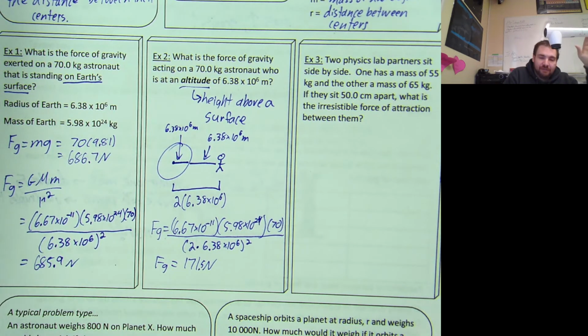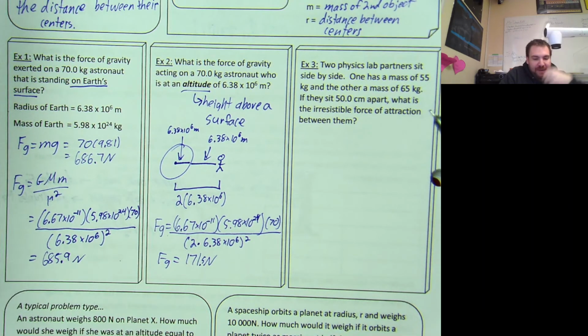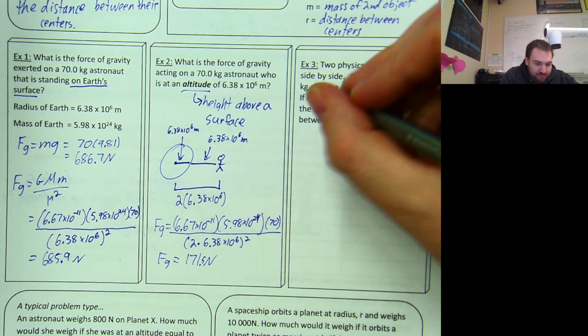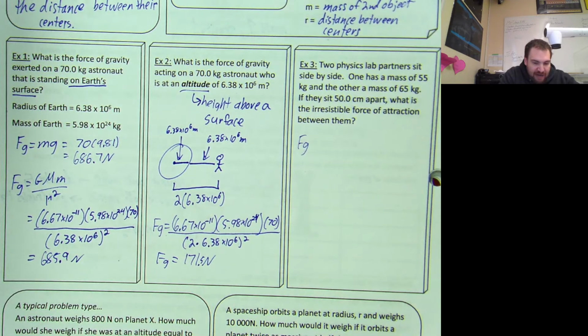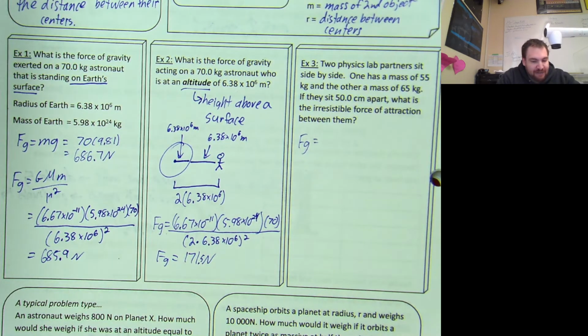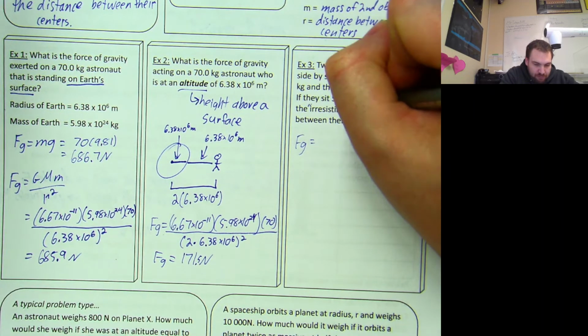Example number 3. Two physics lab partners. Oh, hey, we basically did this one. Let's actually find the value. Connor and Manuel are sitting side by side. One of them has a mass of 55 kilograms, the other is 65. If they're sitting 50 centimeters apart, what is the "irresistible" force of attraction between them?